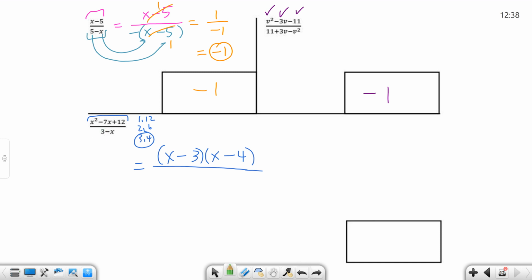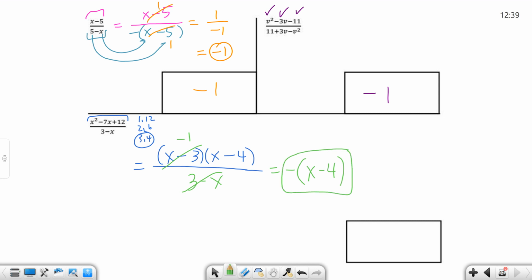I can't factor that. If you want to take the negative out, you can, but I can say 3 minus x, and then I go, look, positive to negative, did that change? Yep. Negative to positive, did that change? Yep. Did everything change in this one? Yes, it did. That means I can cross these two things out and they become negative 1. So this becomes negative x minus 4.